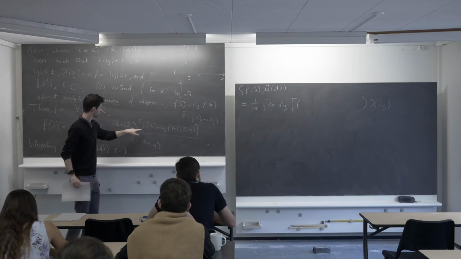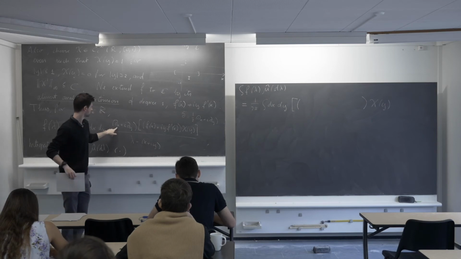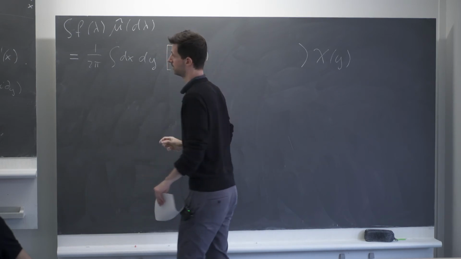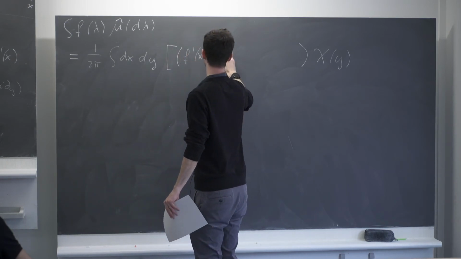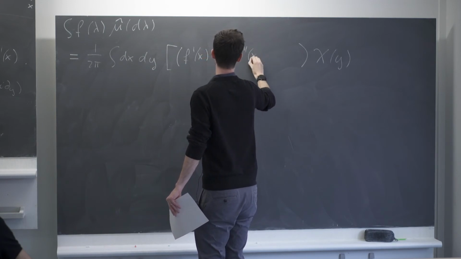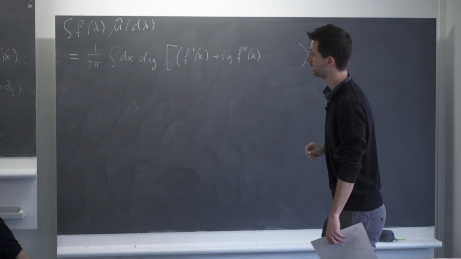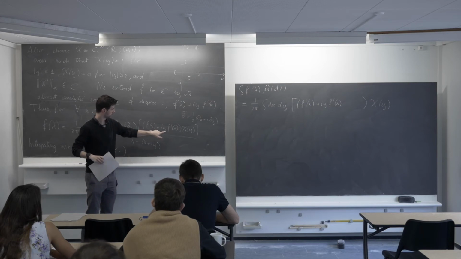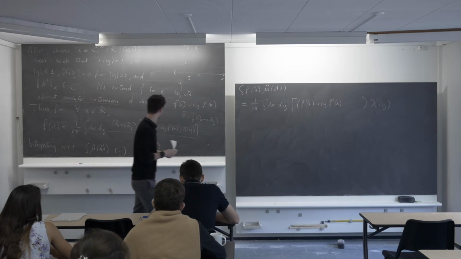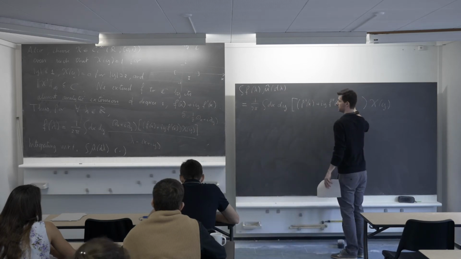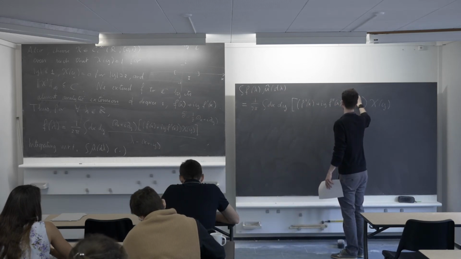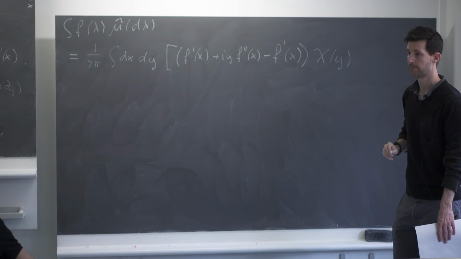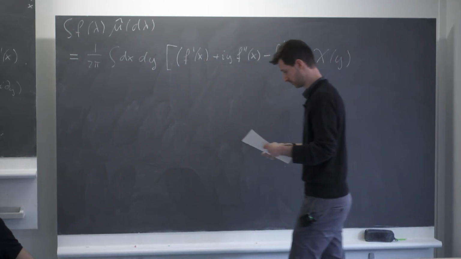So let's first do the x derivatives, right? So I have d over dx of f of x, so I get f prime of x. If the x hits the second term, I get plus iy f double prime of x. And I also have the iy, which can hit this one. This is the only place where the y appears. And this will give me a minus f prime x. Okay. So those are the terms proportional to chi.